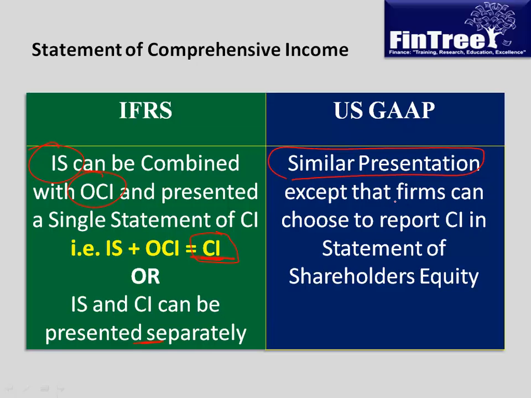However, US GAAP has one more additional set of flexibility, which is that firms can choose to report comprehensive income in the Statement of Shareholders Equity, which means the firm can also decide to include comprehensive income within the Statement of Shareholders Equity. Now, I do not think that this is a really important difference to be remembered from the exam perspective. However, what you need to understand is that income statement, which means profit for the year, plus the other comprehensive income is actually the comprehensive income.